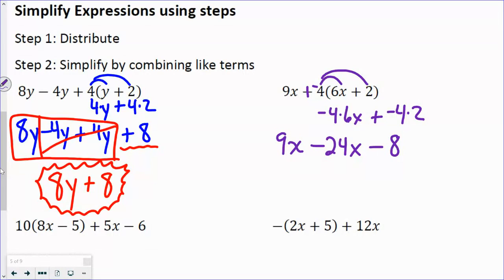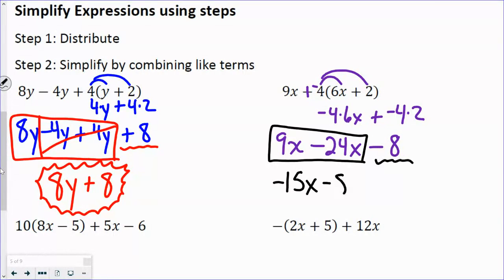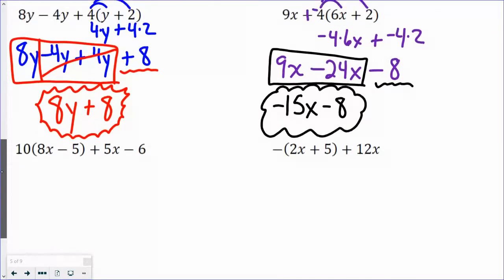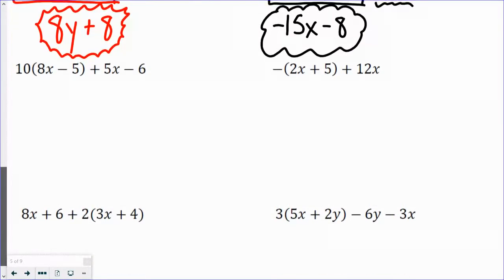Then we just look for what are our common numbers, our like terms. Okay, x's go with x's. So if I have 9 x's and someone needs to take 24 away, I'm going to be short 15 x's to give them. And then we have our lonely constant of -8. So our final answer is -15x minus 8. And we need to pause it. We only got a few more examples to go.